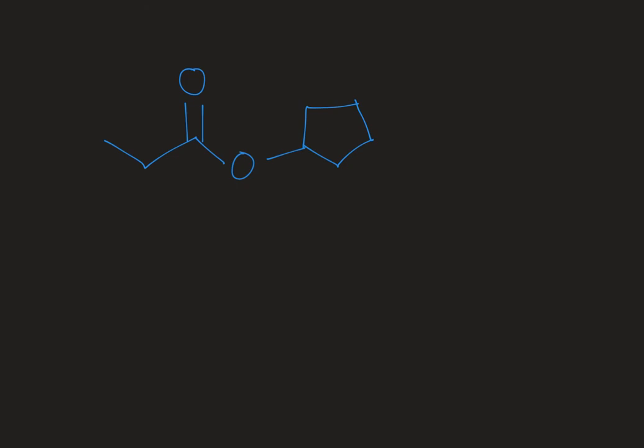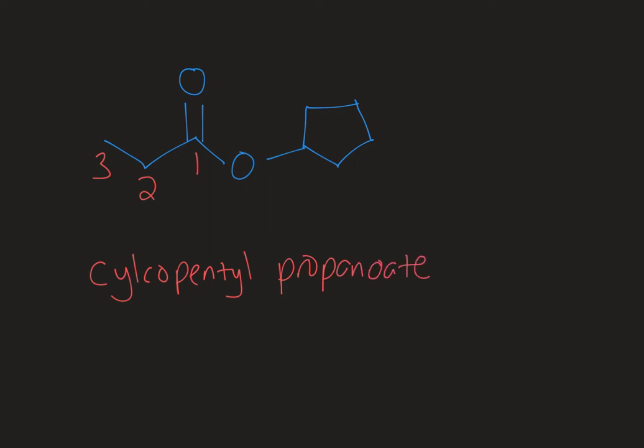I also want to look at what happens when you have a cyclic system that's not a benzene derivative. So as an alkyl group, that group coming off the oxygen would just be a cyclopentyl. So just like we would have a pentyl group if there was 5 carbons, because it's cyclic, we put the cyclo in front. Then I would start numbering at the carbonyl compound. I have 3 total carbons, and so this would be a propanoate. So overall, this molecule is cyclopentyl propanoate.